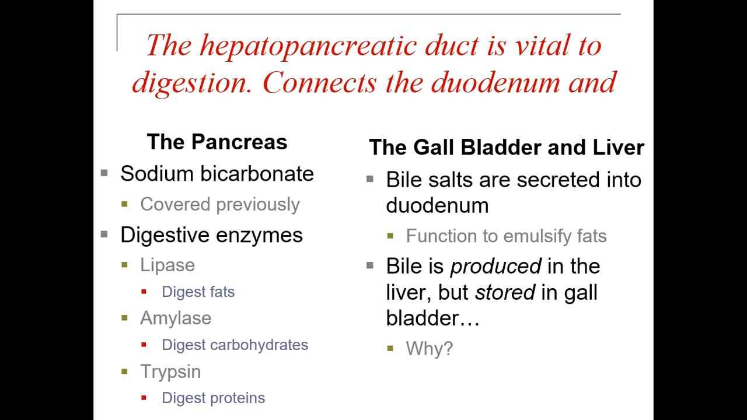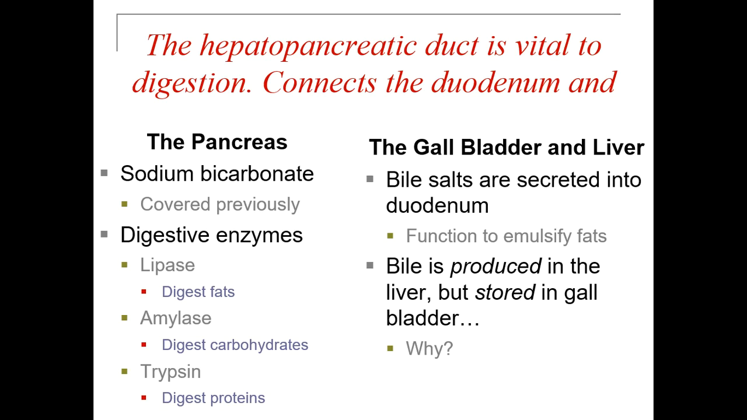Now, one of the other things we're going to see is the gallbladder. The gallbladder secretes sodium bicarbonate, just like we talked about, but something else too. The gallbladder is also going to secrete something called bile. Bile salts are secreted into the duodenum.